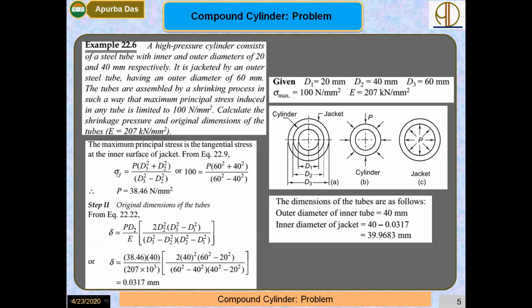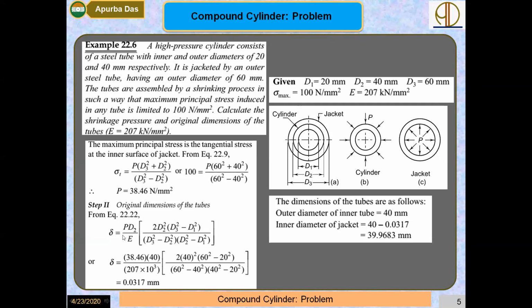So from the principal stress, we can determine the tangential stress with this formula. So from this tangential stress, we can get the pressure, that is the shrinkage pressure. Shrinkage pressure we have determined as 38.48 Newton per millimeter square.